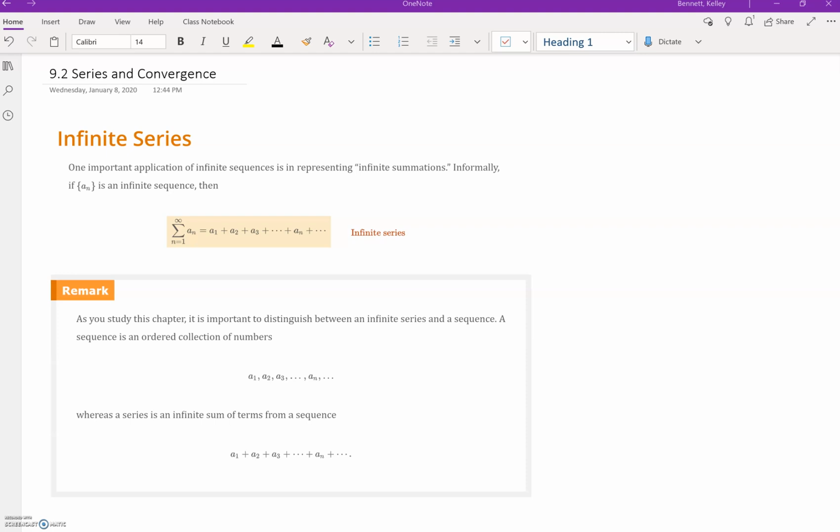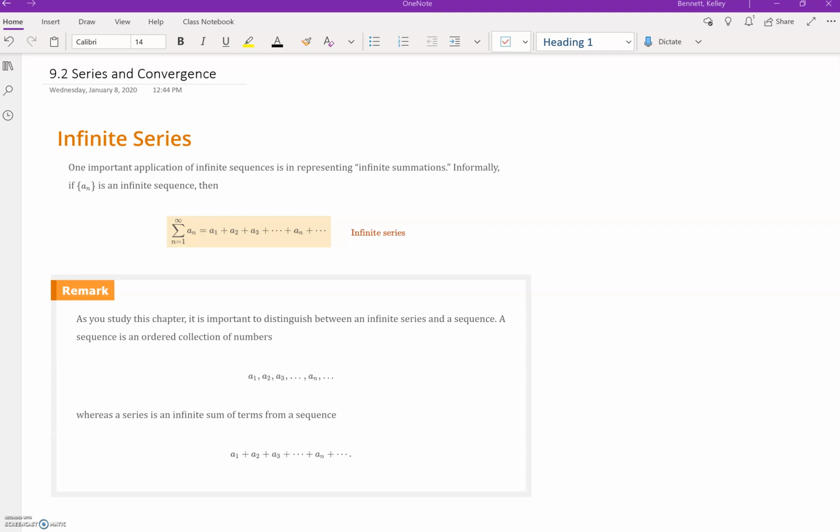Hey everyone, welcome to the lecture for 9.2 on series and convergence. So this builds upon 9.1. We talked about sequences. Well, series are just a sum of given sequences.